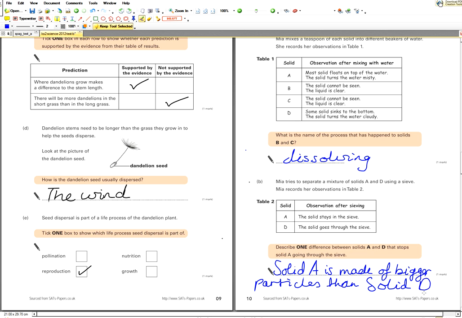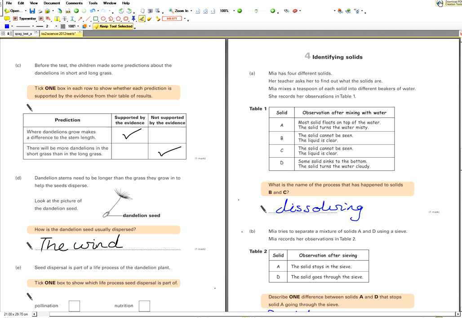Then solid D. Okay, are we happy with the answer? So we explain: if solid A stays behind, that means its particles are bigger and can't go through the sieve. And solid D did go through, so its particles must be smaller and fit through the gaps in the sieve. Okay, are we happy with that now? Yes. Put a full stop at the end and move on to the next question. Solid B.